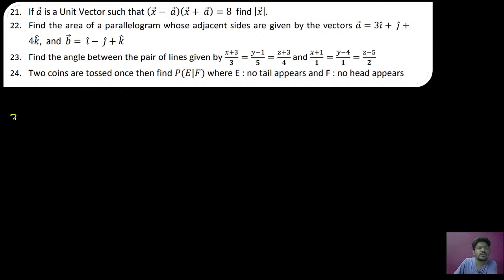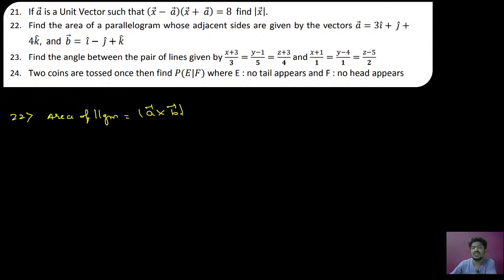That is very important. Problem number 22. Find the area of parallelogram when the adjacent sides are given. Please understand this. Here the adjacent sides are given. If the adjacent sides are given, area of parallelogram will be equal to mod of vector A cross vector B.